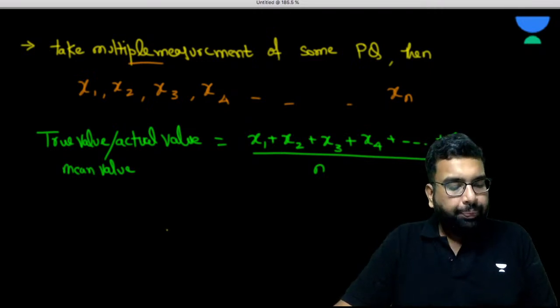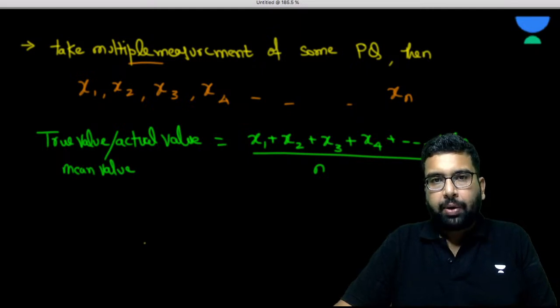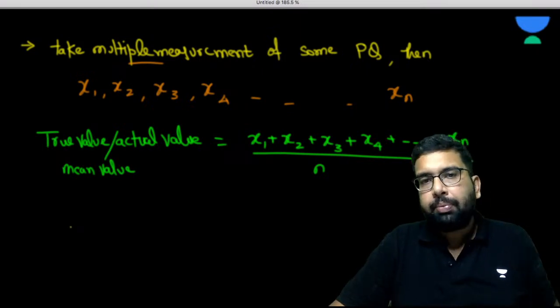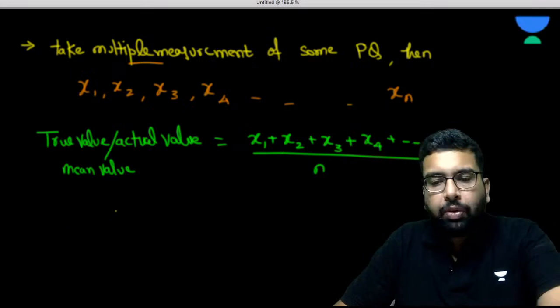Okay. Now we have the true value. So we have taken the multiple measurements, and we have the true value. Now what we want to do is calculate the mean absolute error.